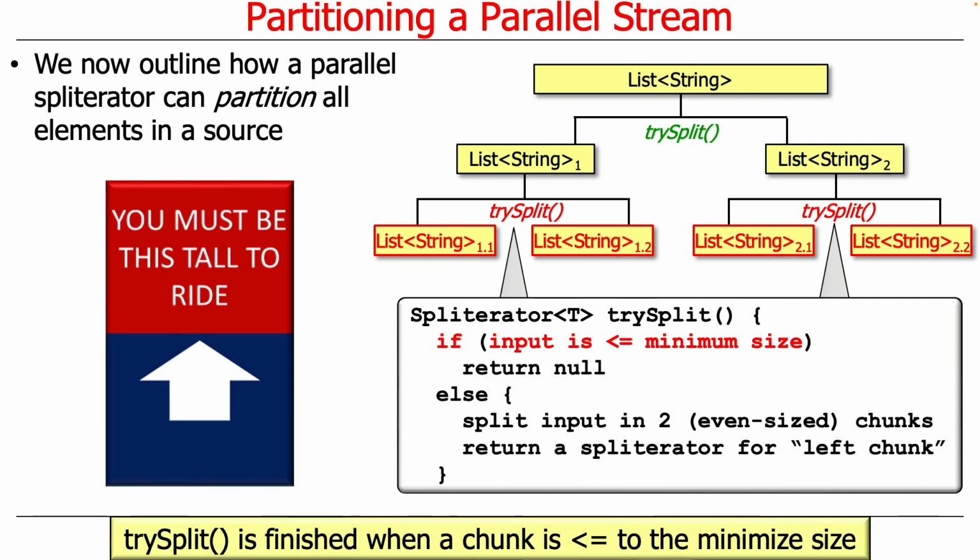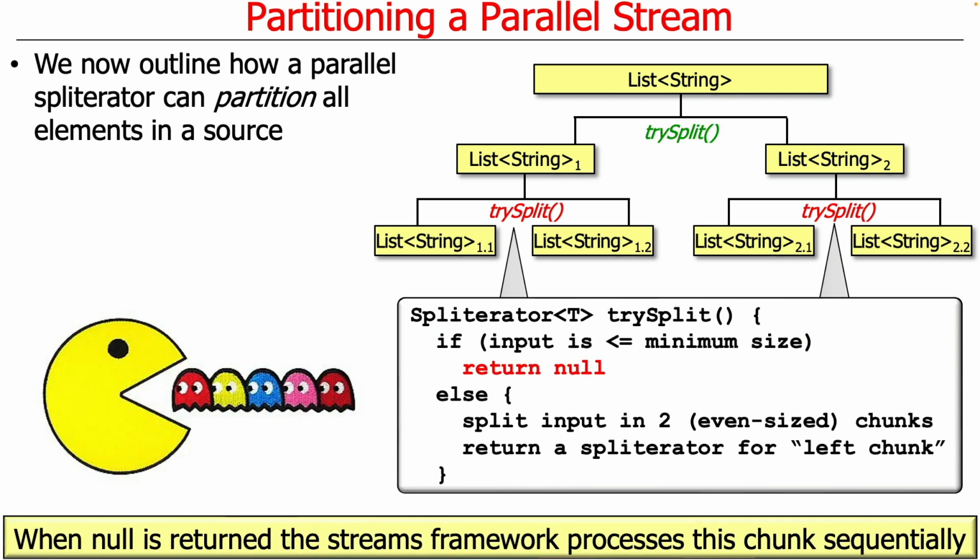So trySplit will finish when the size of the chunk is less than or equal to the minimum size, in which case it returns null. When it returns null, the stream framework then takes whatever's left, which is typically one element, and it processes this chunk sequentially.